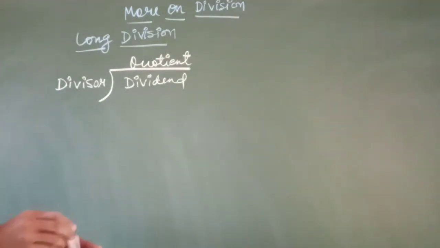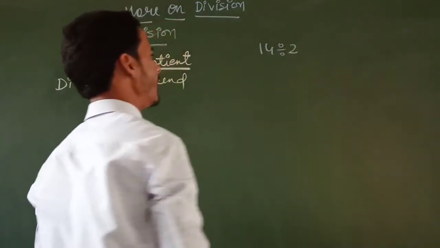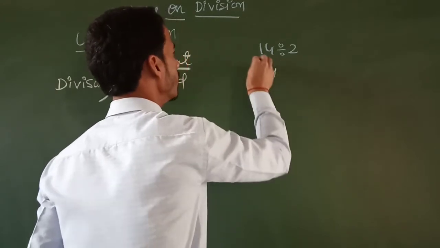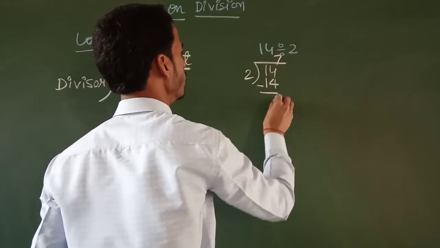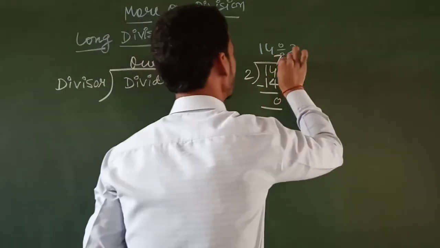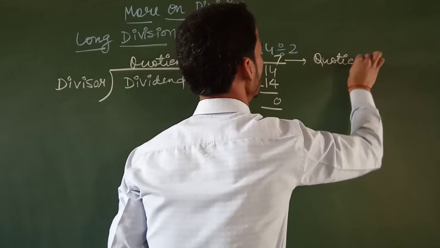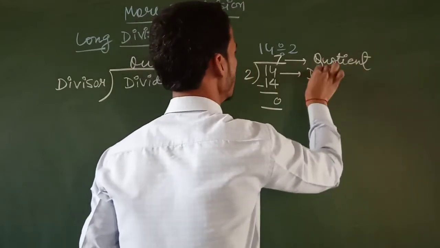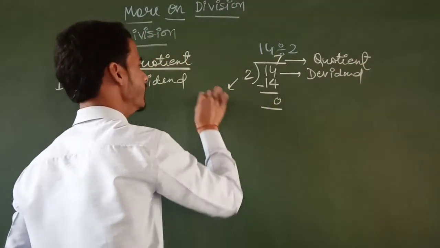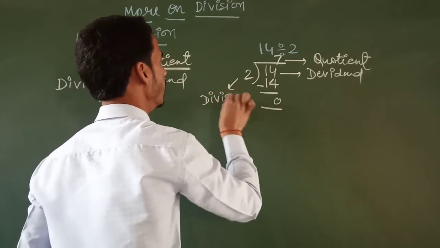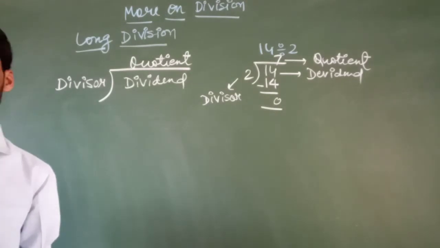Let's take an example: 14 divided by 2. So we have to divide 14 by 2, that is 2 sevens are 14, and 14 minus 14 is equal to 0. So we can say that 7 is the quotient, 14 is the dividend and 2 is the divisor. And in this case, there is no remainder.